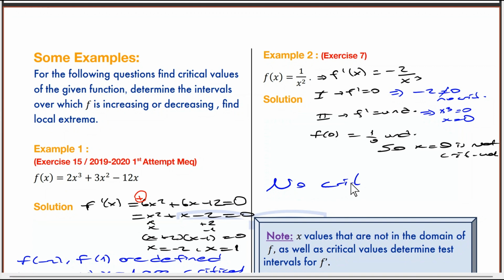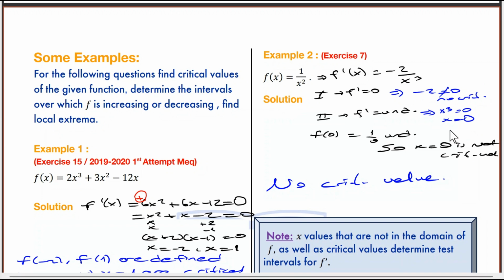No critical value. So the second part of the question, if we don't have a critical value, how can I make a table? How can I find increasing, decreasing intervals then? So making table of variation doesn't depend on the critical values. Whether we have a critical value or not, we have to make the table. How are we going to make the table?